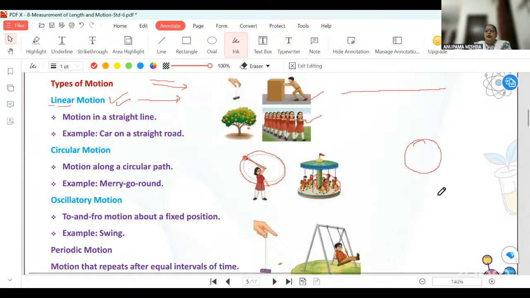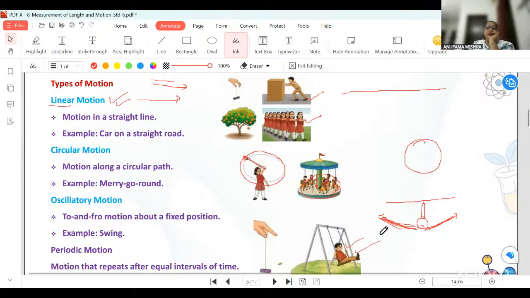Now see here, suppose I take one pendulum. You must have seen the watch pendulum, okay? When it moves from here and then comes to rest and again comes to this side, this side and this side are at the same distance from the mean position. So when it goes to and fro and comes back in this way, this is called what? Oscillatory motion. An example is a swing.